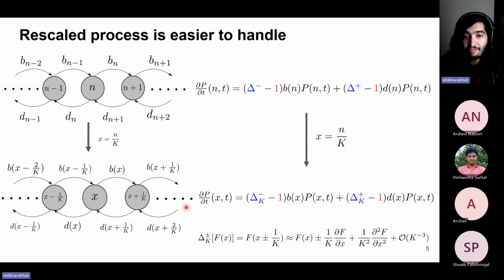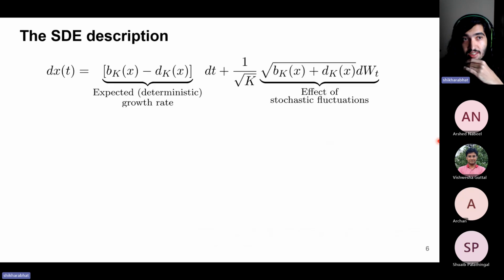In particular, if we now Taylor expand these step operators and then rearrange, I'm not going to show you how it's done because I've done this in a previous class, we will arrive at something called the stochastic differential equation. This stochastic differential equation looked like this.